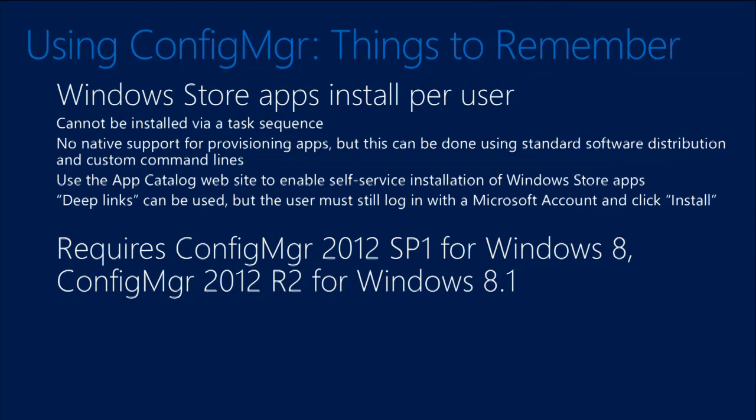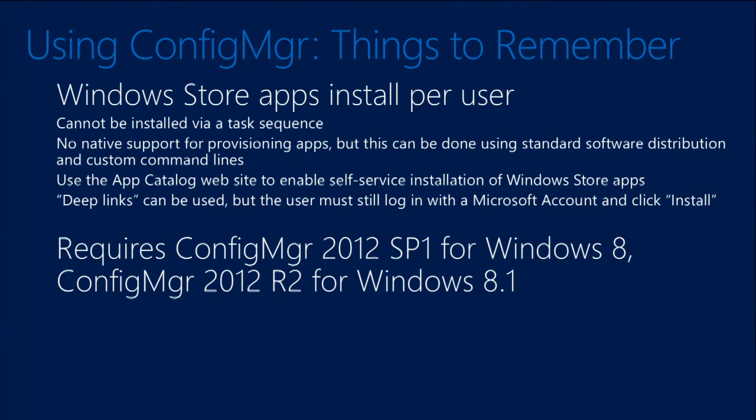So the user just needs to click the install button. So think of it like a shortcut to the application that you can have Configuration Manager make available to your users so it's easier for them to find the apps that you think are critical for your business. That does require that the Windows Store is enabled because the user is still going to be logging into the Windows Store with their Microsoft account and clicking the install button to install that app.